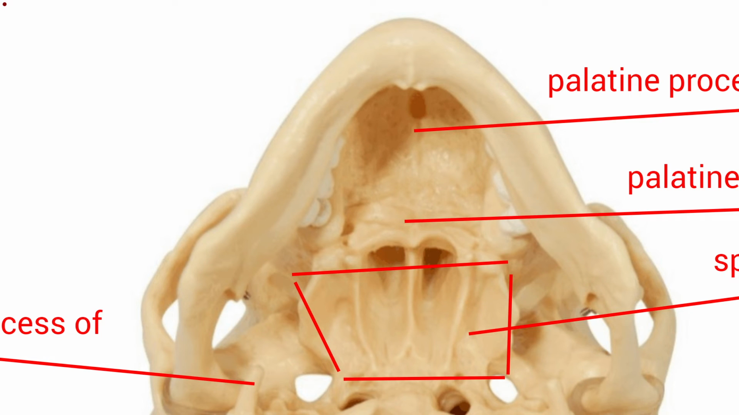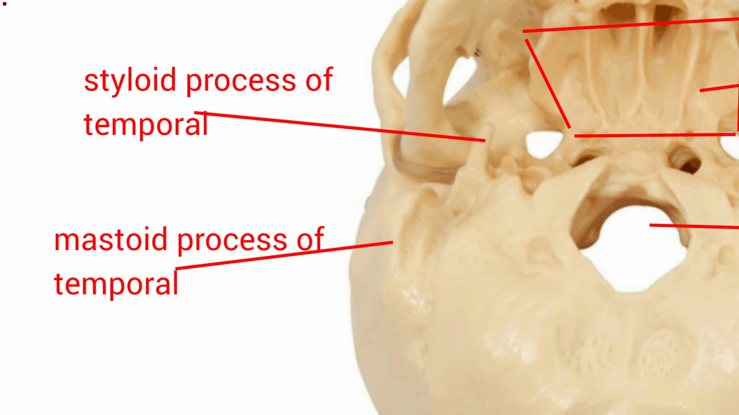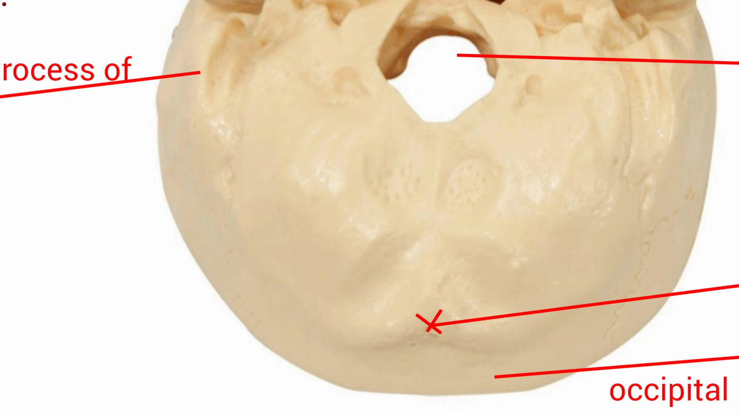And then you see I have this block around where you see the sphenoid bone. And then you see this point here. That's the styloid process of the temporal bone. And then this is the mastoid process of the temporal bone. Occipital bone is the bone in the back, and that knot, you can also palpate that knot on the back of your head, is the external occipital protuberance.